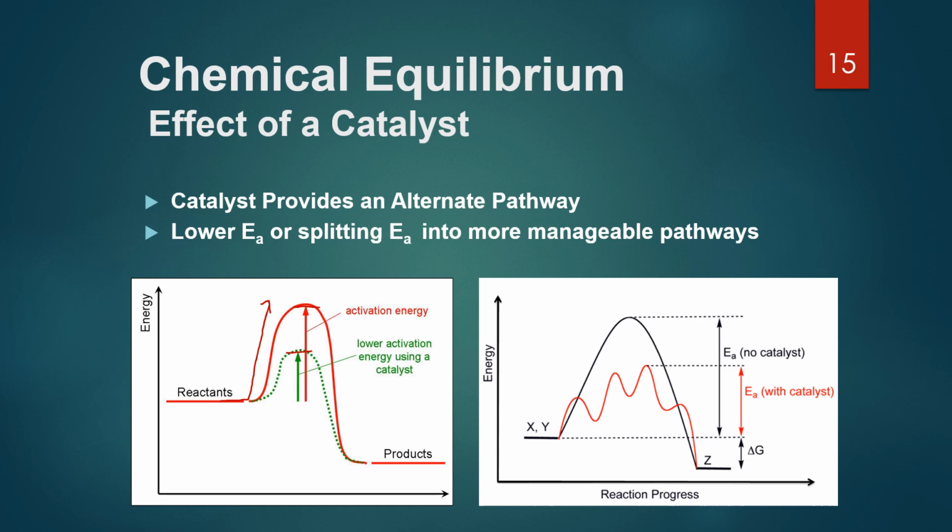Over in the second reaction coordinate diagram, this is just a different way that a catalyst can affect it. So instead of decreasing the activation energy as a whole, it breaks it up into smaller, more manageable pathways. And the overall activation energy result is still smaller.